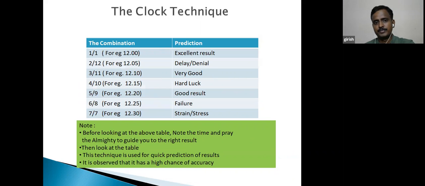Okay, this what you can see on the left side is the combination. The first digit represents the hour hand, and the second digit will represent the minute hand.